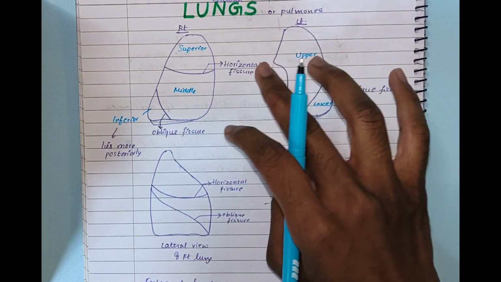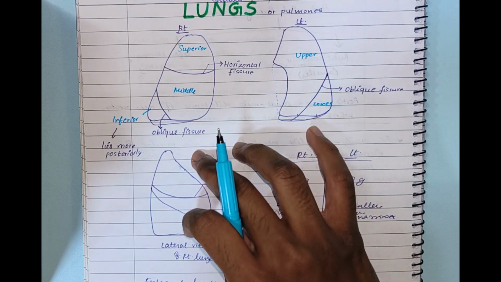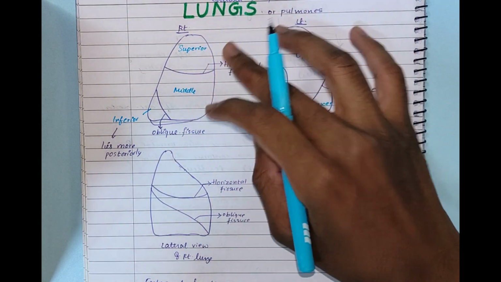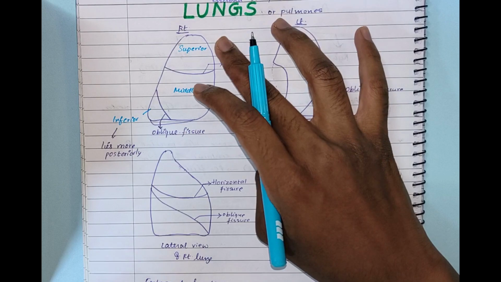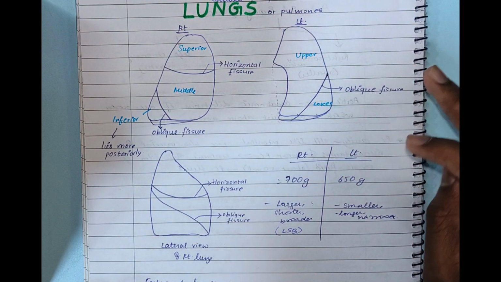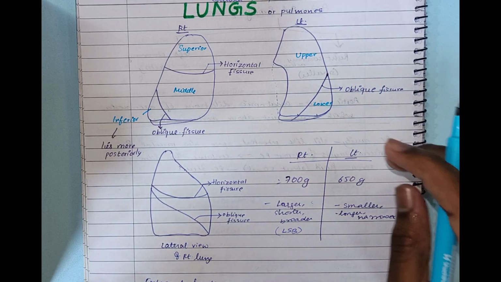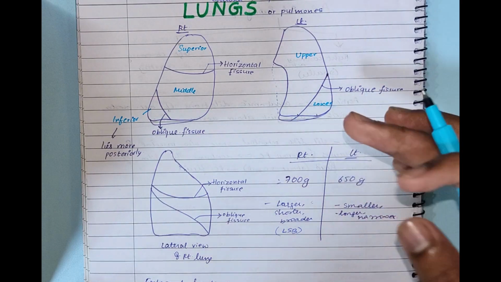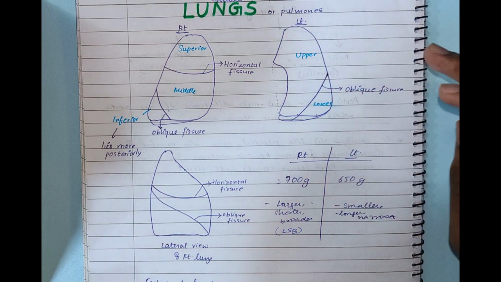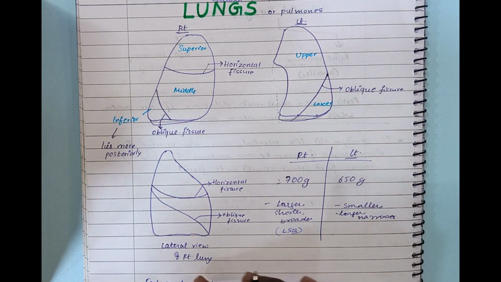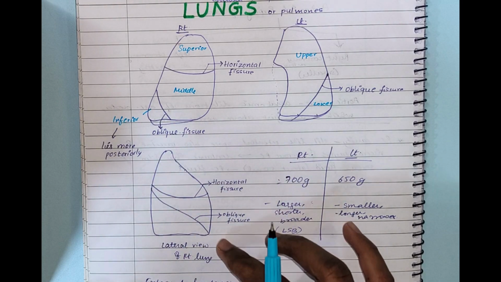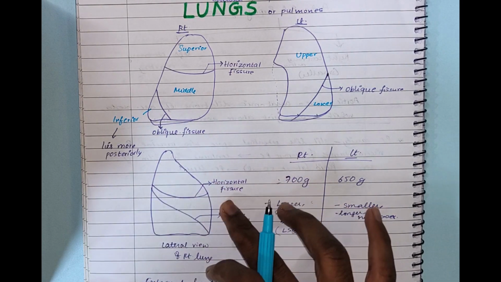Now if we talk about the right and the left lung, in the right lung you have got two fissures, a horizontal fissure and an oblique fissure, because of which the right lung has been divided into three lobes: superior, middle and the inferior lobe. Whereas in the left lung there is only one fissure, which is known as the oblique fissure, and therefore you have got only two lobes in the left lung, that is the upper and the lower lobes. Now if we see the lateral view of the right lung, we can see the oblique fissure runs obliquely and the horizontal fissure runs transversely.